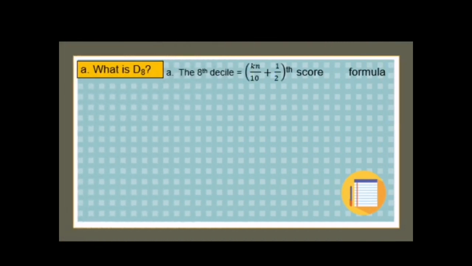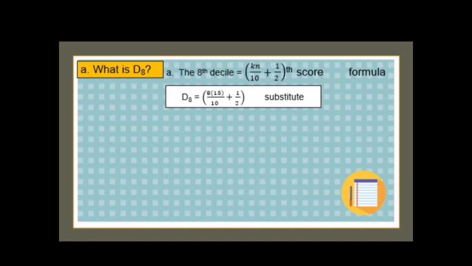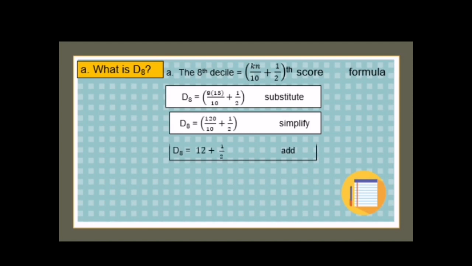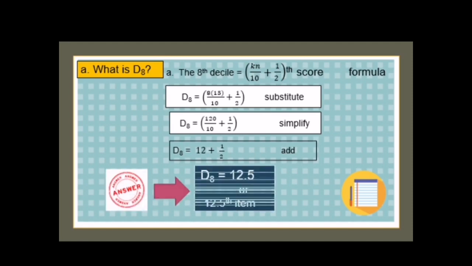Next, what is D sub 8? Okay, so we are going to find the 8th decile. Our k for this time is 8, so 8 times 15 is 120, divided by 10, plus 1 half. So let us simplify. 120 divided by 10 is equal to 12, plus 1 half, and that will be 12.5, or the 12.5th item.